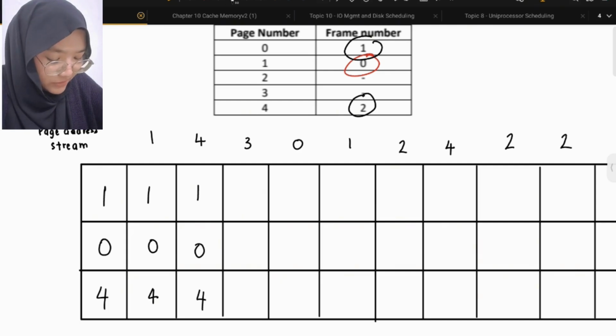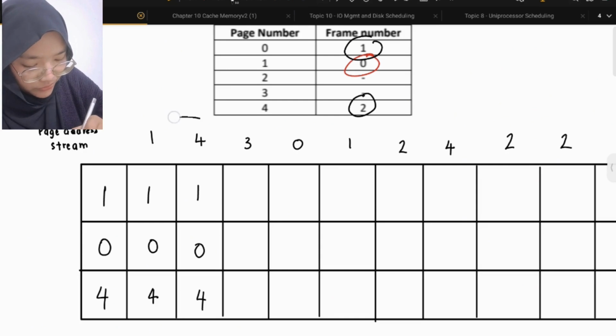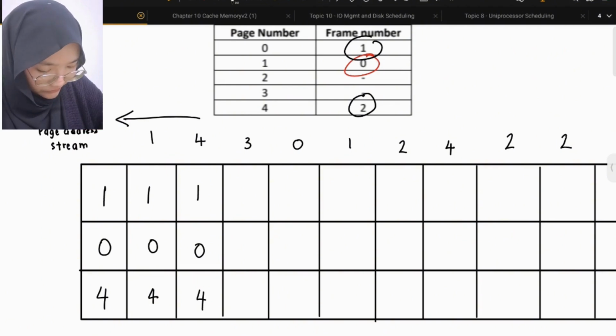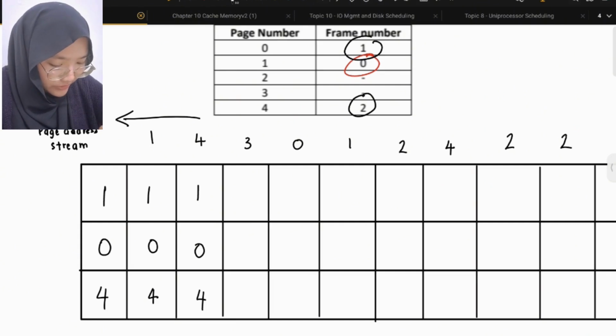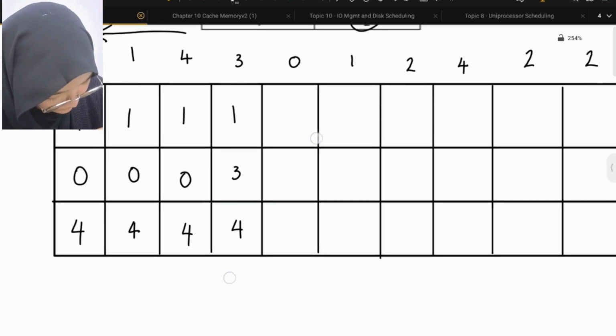The next page is page number 3. In our memory, we don't have number 3 yet, so we're going to look back to see which one is the least recently used, and as you can see, the least recently used is page number 0. So we're going to replace page number 0 with 3, and I'm going to write that down. So what's going to happen?